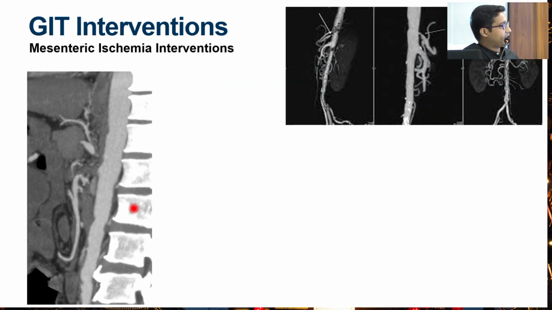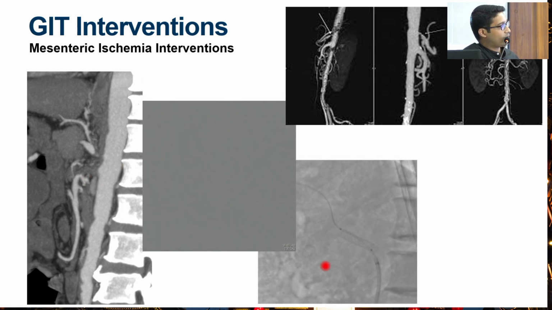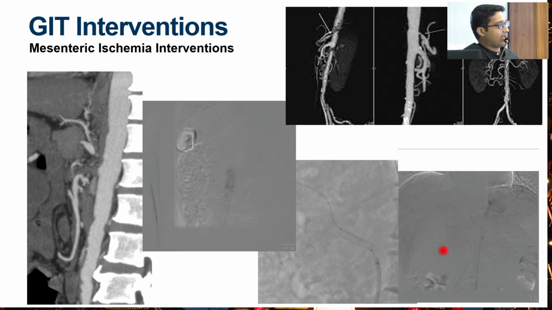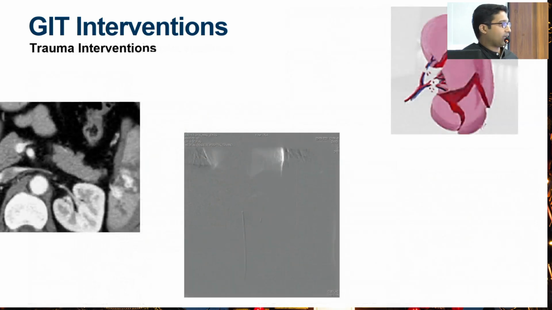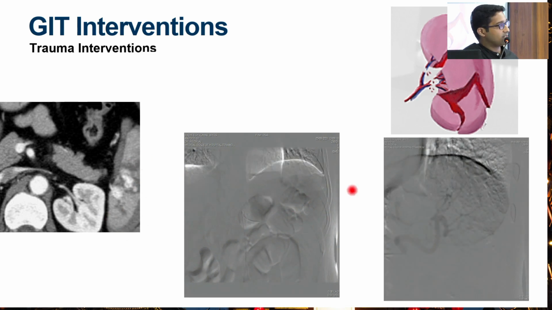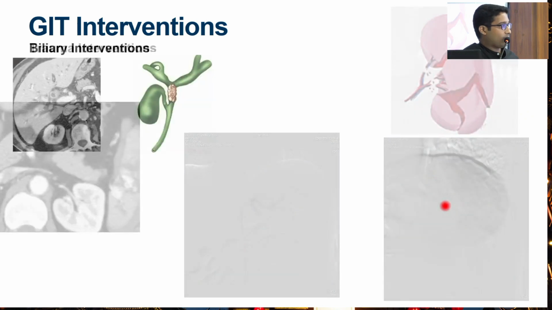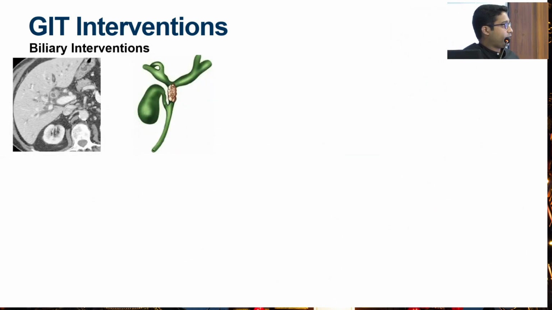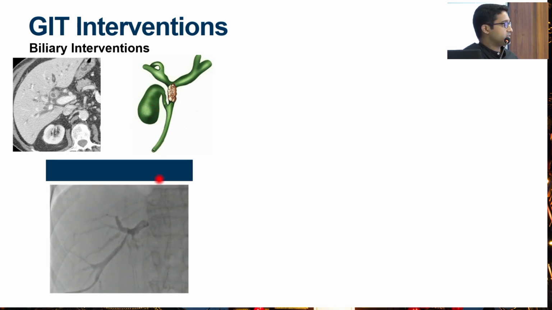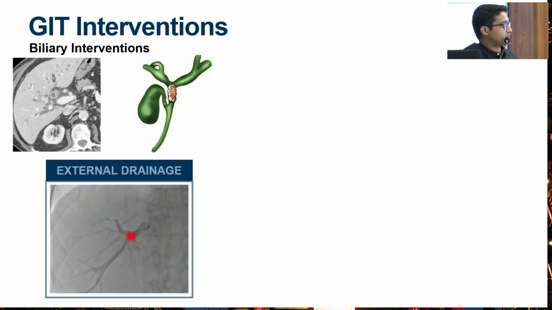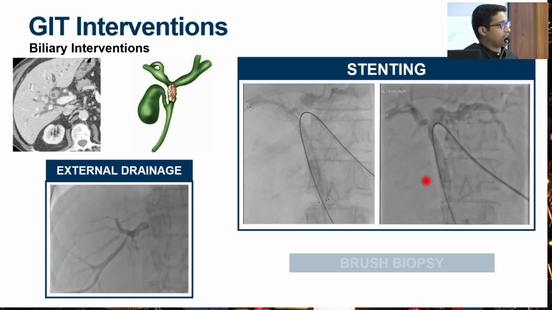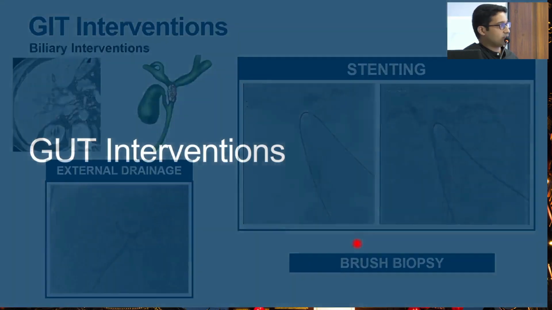Also, in mesenteric arterial occlusions, as in this case of celiac artery and SMA occlusions, we can open up the occluded segments and stent them and relieve the patient of the chronic abdominal angina symptoms. Also, in patients who have post-traumatic splenic lacerations with contrast extravasation, can be embolized endovascularly to stabilize the patients. Also patients who have biliary malignancies, whether it be cholangiocarcinoma or CA pancreas, biliary drainage procedures, either external or internal stenting, with the option of doing brush biopsy is also an option.